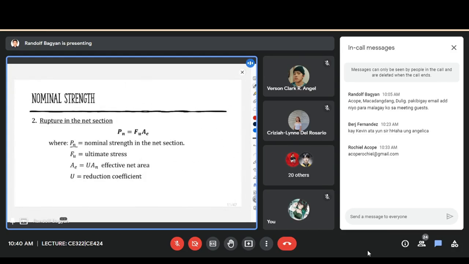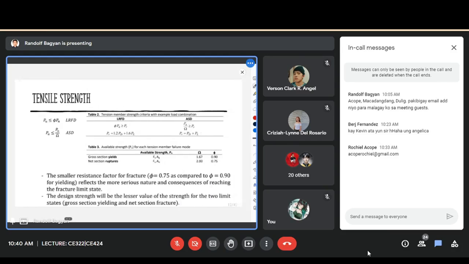So PN is your nominal strength in the net section. FU is your ultimate stress. AE is equal to UAN. Okay? We will also discuss what is that formula. AE is your effective net area. Okay? And U is our reduction coefficient. Klase. Alright, so this is our tensile strength after computing for our PN.